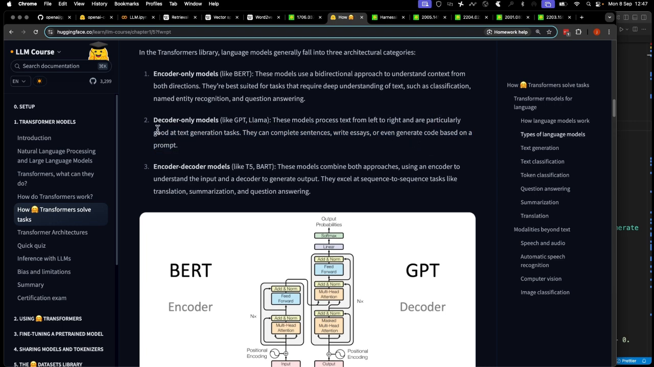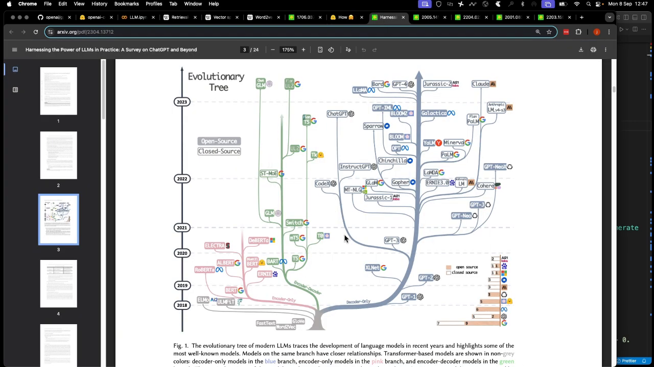Okay, we just noticed based on, for example, this survey, in this evolutionary tree, we just see a lot more decoder-only models compared with the other two types. We do want to explain why that is the case.